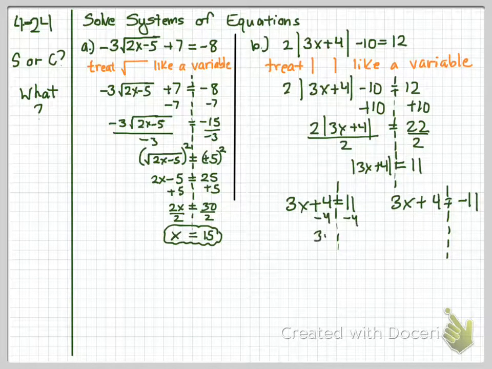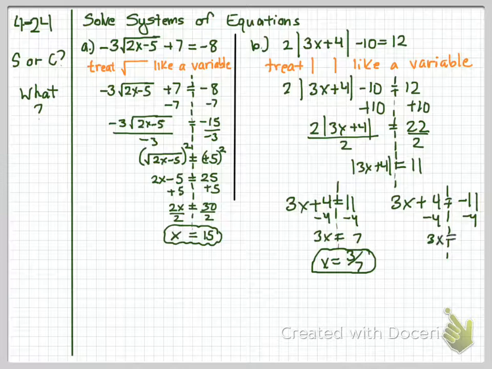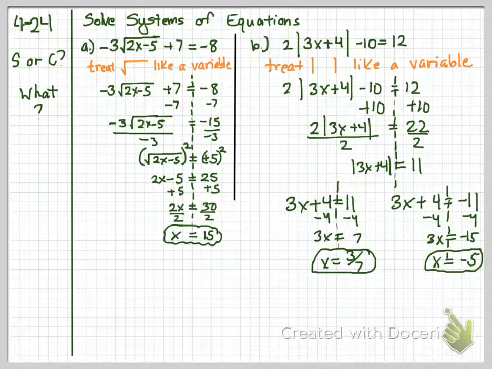So we do our normal thing, subtract the 4 from both sides, divide by 3, and x is equal to 7/3, and for the other side, do the same thing, subtract 4, divide by 3, your x is also equal to negative 5.